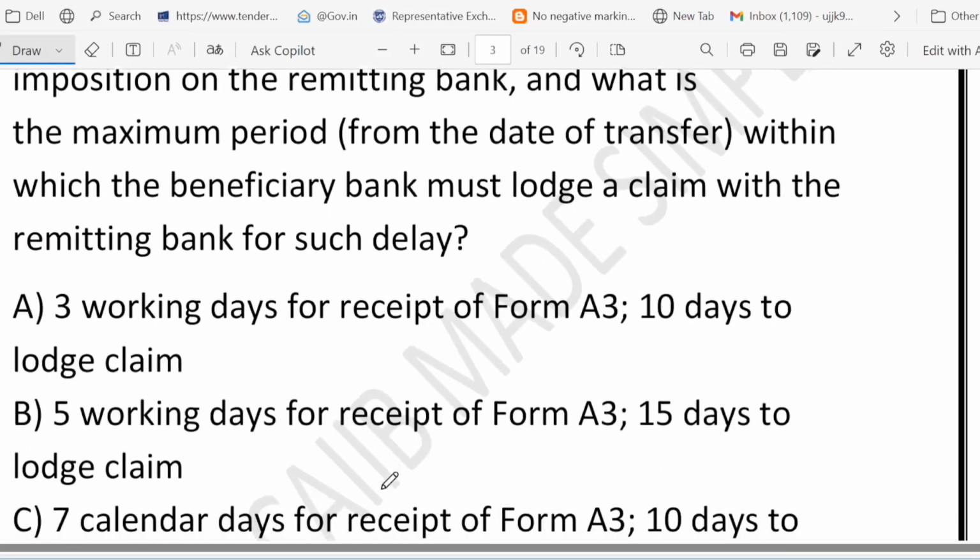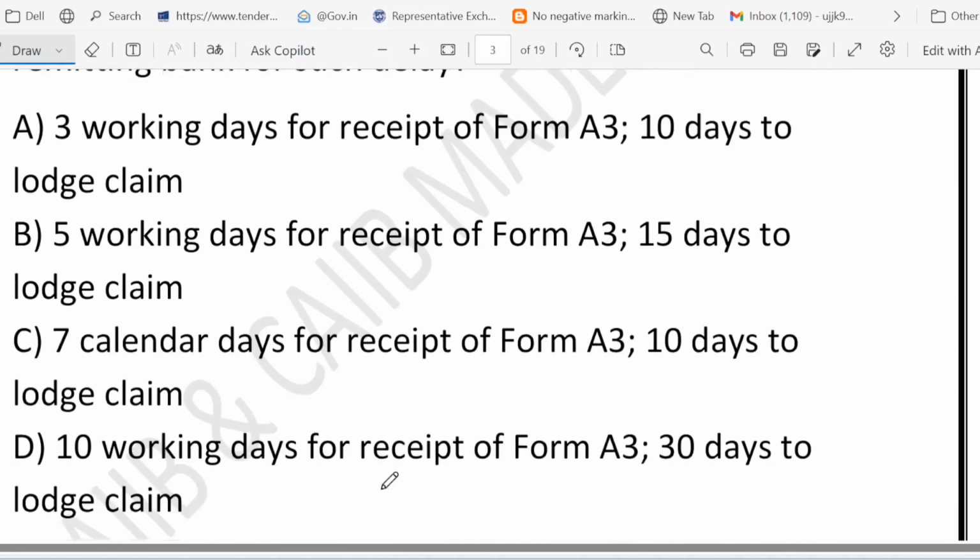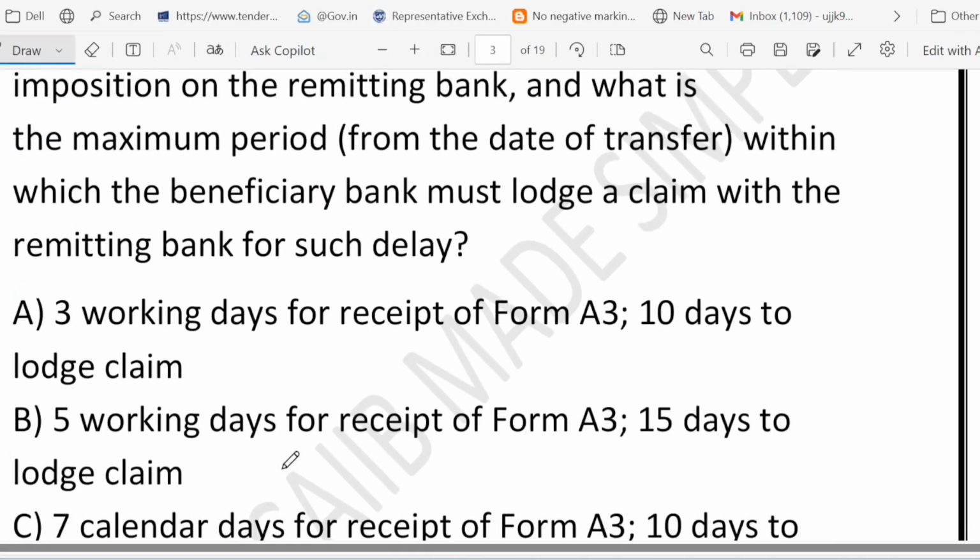Options are: A, 3 working days for receipt of form A3, 10 days to lodge the claim; B, 5 working days for receipt of form A3, 15 days to lodge the claim; C, 7 calendar days for receipt of form A3, 10 days to lodge the claim; D, 10 working days for receipt of form A3, 30 days to lodge the claim. Let's understand this carefully because it's all about timelines, penalties and FEDAI rules.